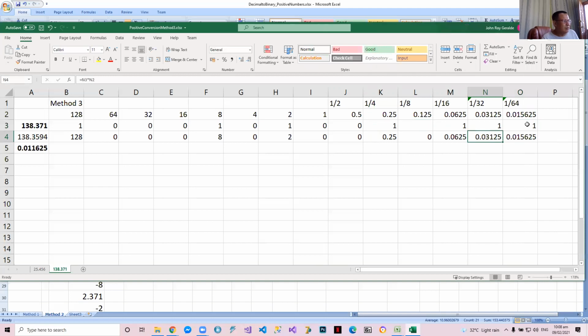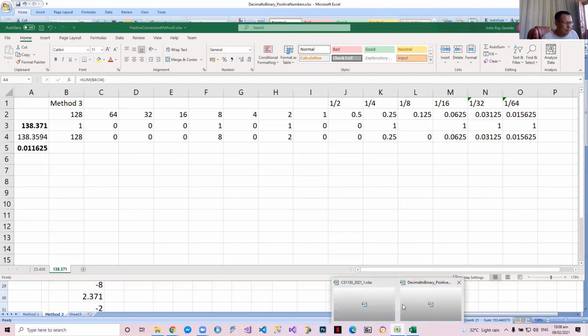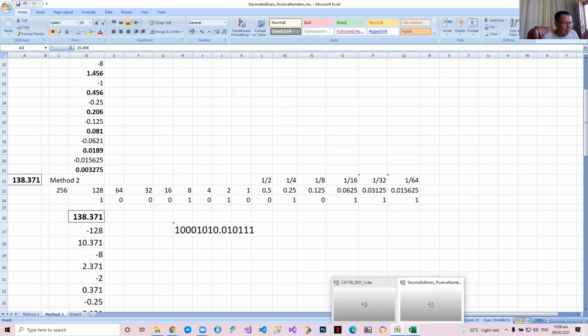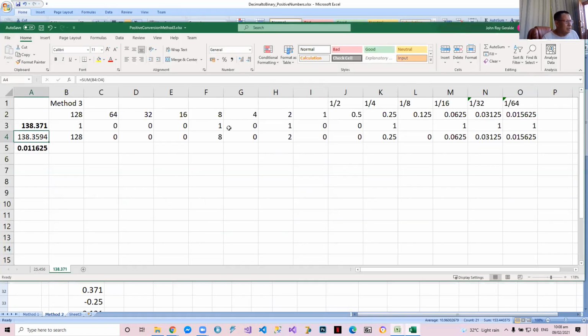No? So what's our final answer? 1001. Tatlo. Let's compare it. So our final answer is 1001010. Okay? Basta 1010 yung last. This is 1010. That's correct, no? And so our final answer is 10001010.011.